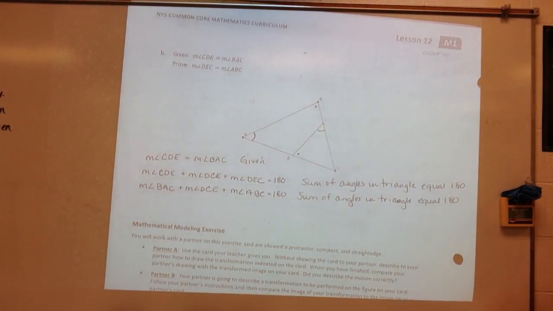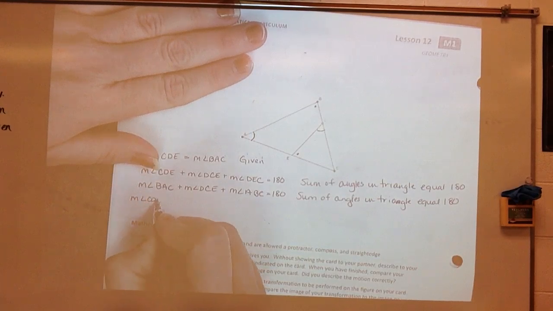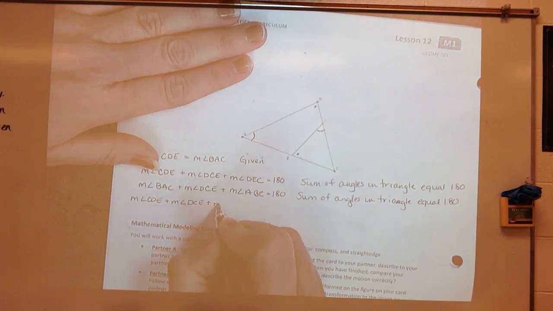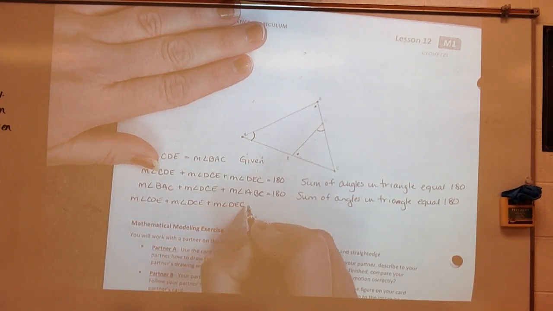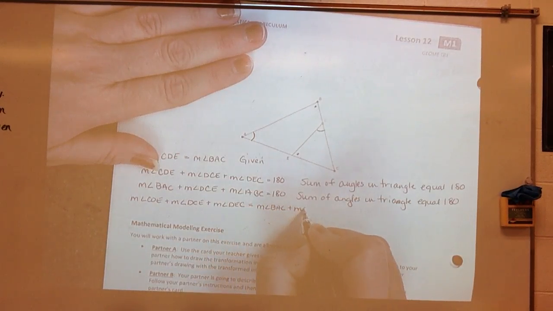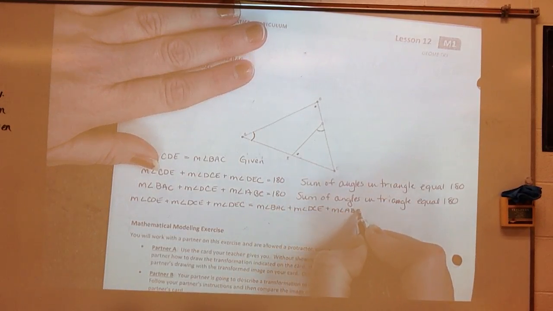Alright, so now let's think about this. I can do substitution property. They both equal 180. So I can say that the measure of angle CDE plus the measure of angle DCE plus the measure of angle DEC is equal to the measure of angle BAC plus the measure of angle DCE plus the measure of angle ABC.